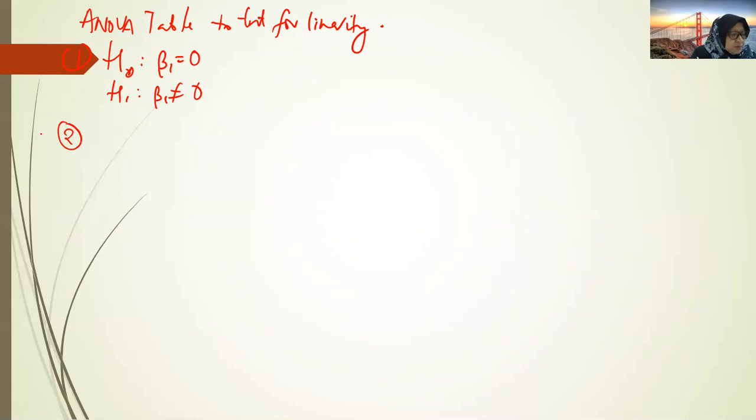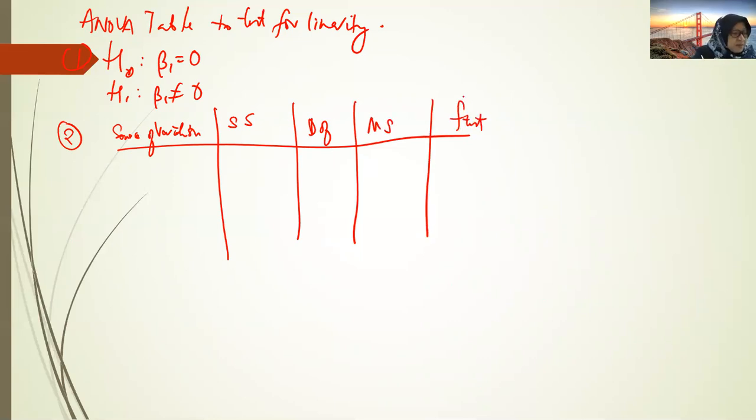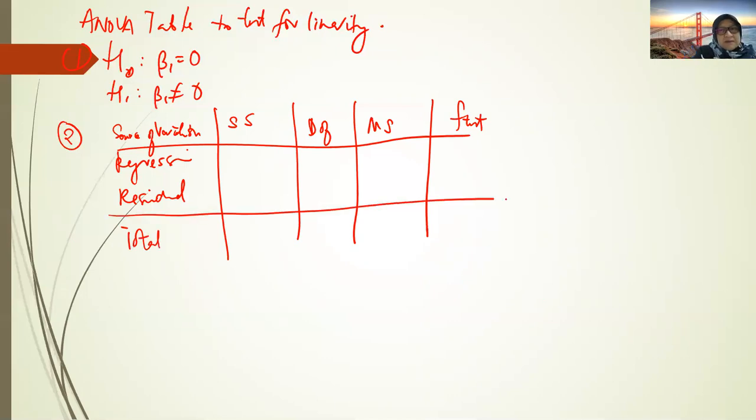Okay, step number 2, we need to construct the ANOVA table. So we have source of variation, sum square, degrees of freedom, mean square, and then F test. First for regression, and then residual, and then we have total. For the total, SYY.